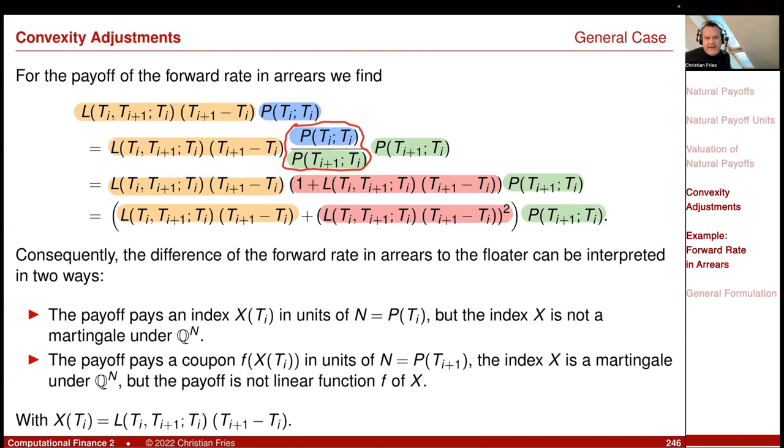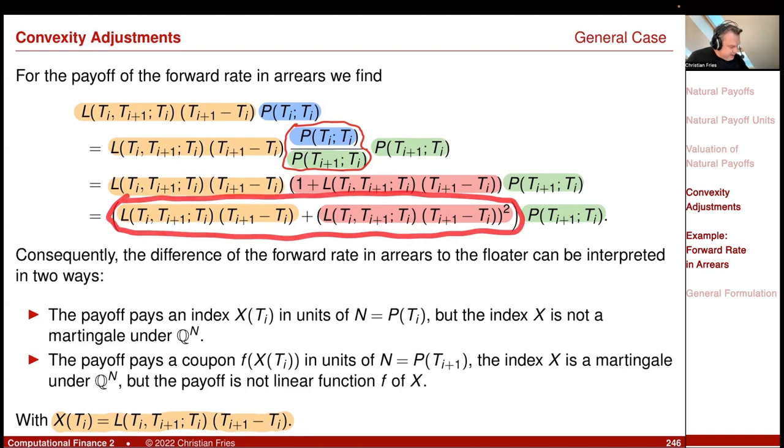So you see that I can alternatively interpret this: instead of paying the right index at the wrong time, or put differently, in a wrong unit, I could also say that I have here a nonlinear function of the index. So if my index, the natural one, is called x, then this here is a nonlinear function. It's x plus x squared. So I could say I pay a nonlinear function of my index in the natural unit.